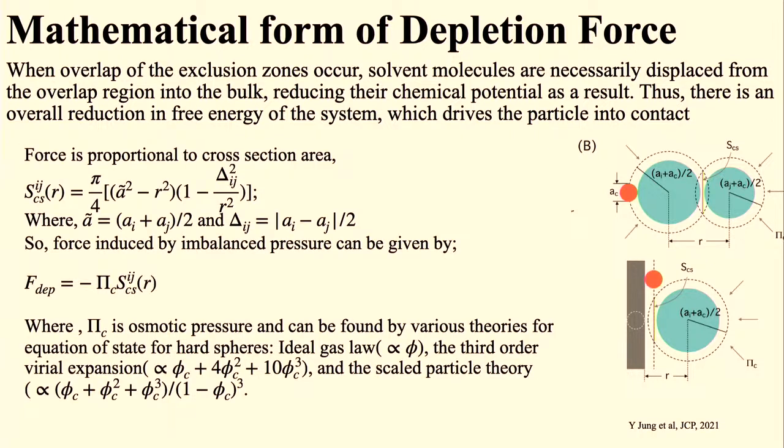So people try to use that, and this S gives the geometric surface area, which is a function of the radii of both particles, type 1 and type 2. And this pi is the osmotic pressure, which can be found by various theories. We can use the very basic ideal gas, which is directly proportional to the density of the crowder. Then there are other theories, like third-order virial expansion or scaled particle theory. It's still a work in progress; people have not exactly found the mathematical form. But scaled particle theory and virial expansion quite match the simulation results as well.